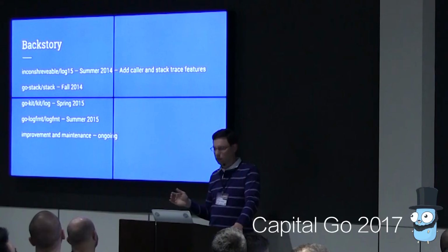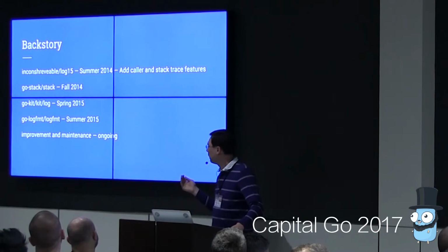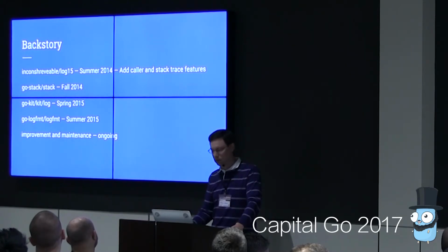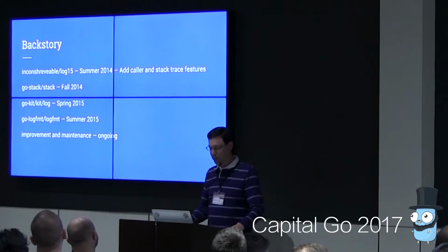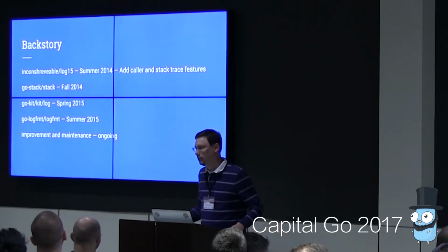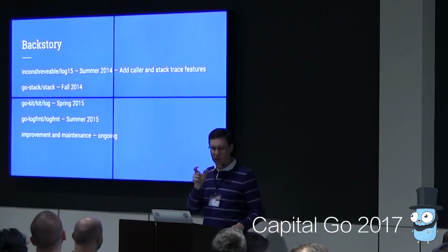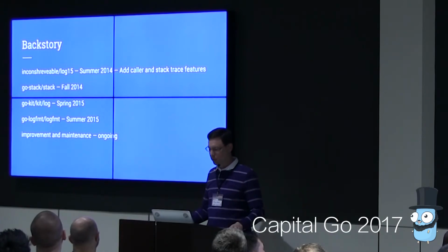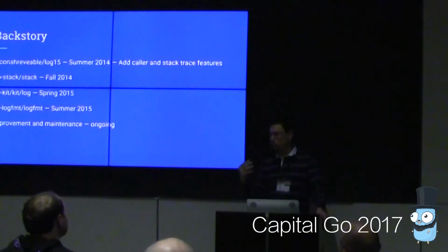And then, fortuitously, about 2 or 3 months after I started the project, Alan Shreve announced log15, and I saw that on the Golang nuts list, and I was like, that's it, that's what I need. Except it was missing a couple of features. It didn't have the ability to log where in your source code the log statement was, like what file and line number, which is tremendously valuable as a developer to know where that problem happened.